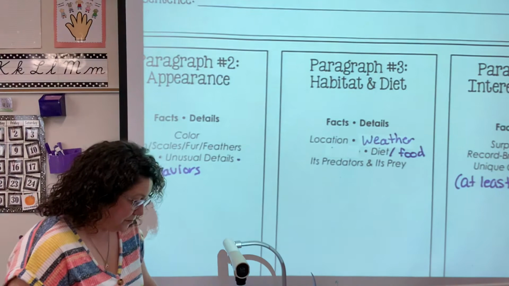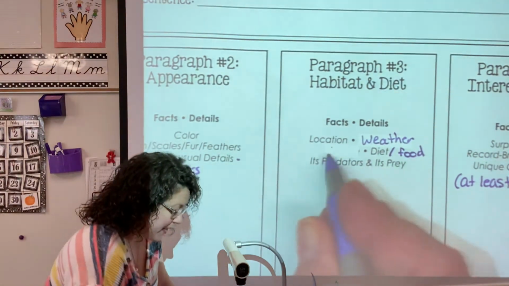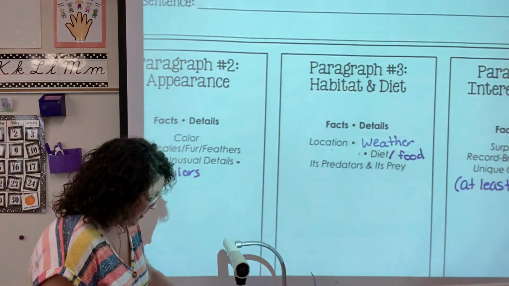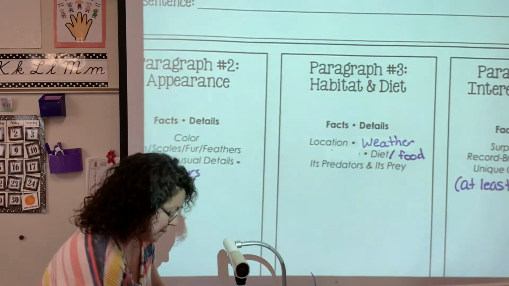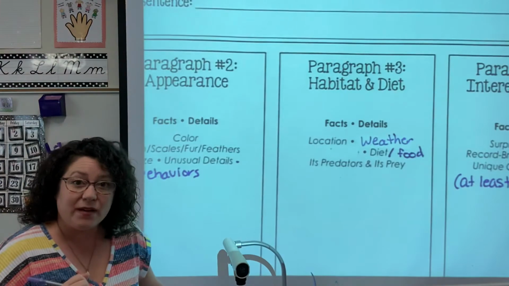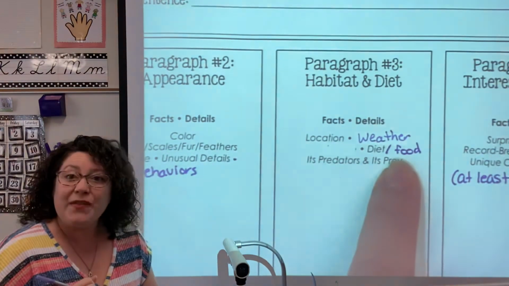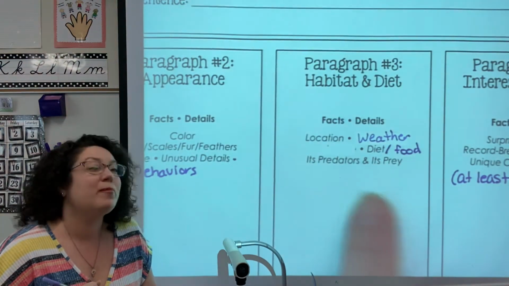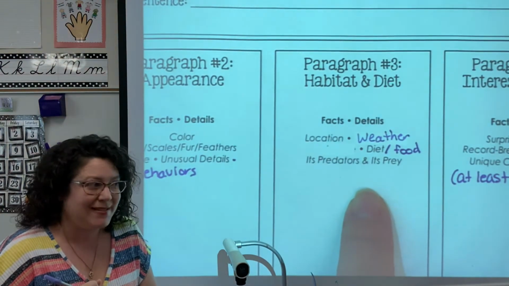Most of you will. So again, the location, don't just write the United States. Where in the United States? Florida, okay? What kind of weather is there? How they get their food and what do they eat, and its predators and prey. What does it hunt and what hunts it?